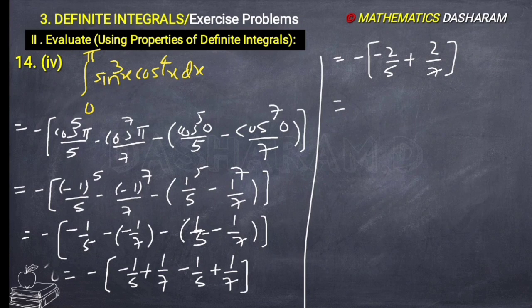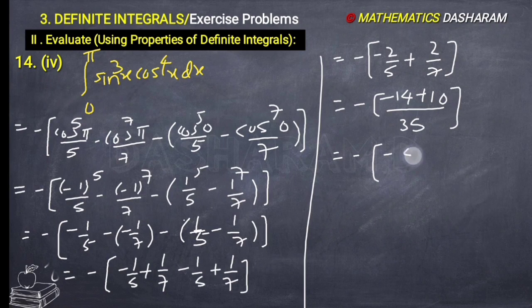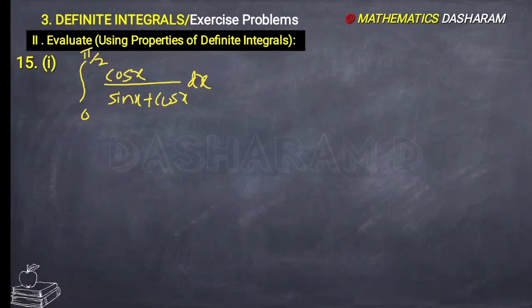Now apply minus bracket of 5, 7 LCM 35, so minus 14 plus 5, 2 fives are 10, so minus of minus 4 by 35, so minus of minus is plus 4 by 35. This is our required answer.